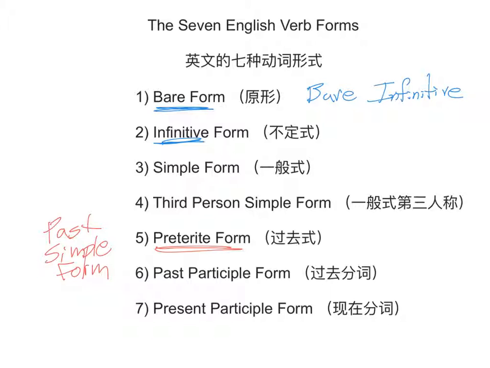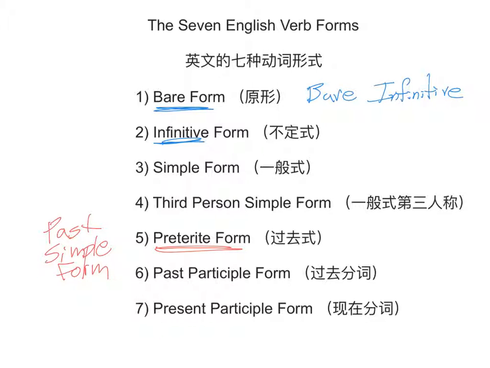And a big concept that all students need to understand is that verb forms and verb tenses are two different ideas. They're very closely connected, but they're separate. So calling the fifth verb form the past simple form, I think, makes students more confused. So I just refer to it as the preterite form.